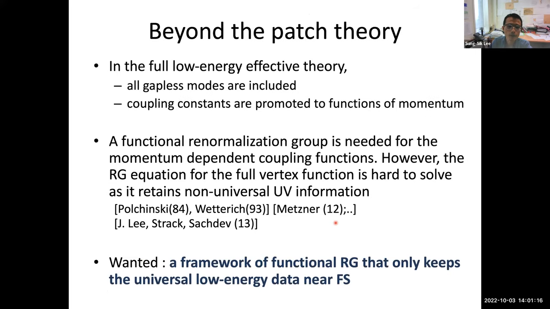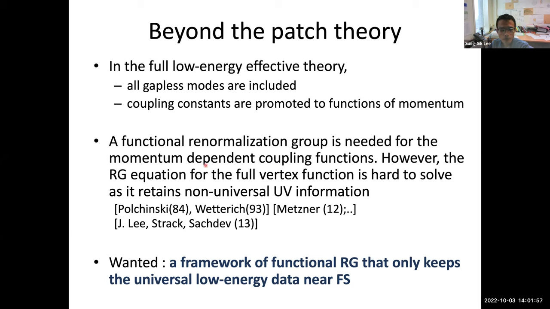Yeah. Okay, so in the full theory that includes all gapless modes, the coupling constants should be promoted to coupling functions, and the natural framework is functional RG, and we have an exact RG equation that keeps track of the flow of the momentum dependent vertex function. So in principle, this formalism is powerful enough to capture the momentum dependent properties of the theory near the Fermi surface.